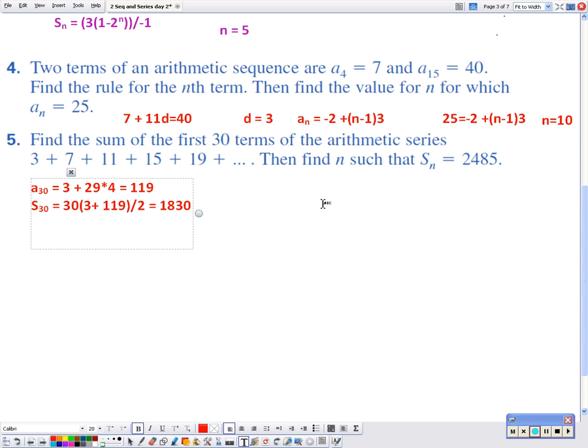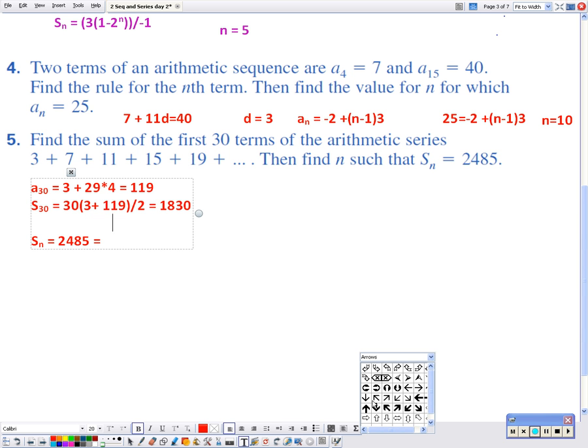Find n such that S of n equals 2,485. All right, so what I'm going to do is write my equation for S of n. Now, this is an arithmetic sequence. The problem is, unlike geometric, I don't just have n as my variable. So I'll put a little arrow there. We are going to need an equation for that.